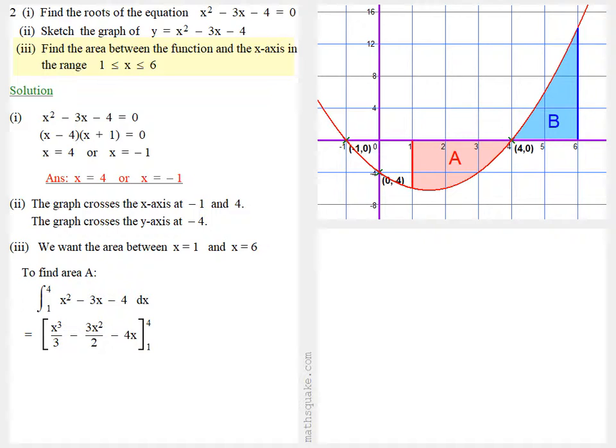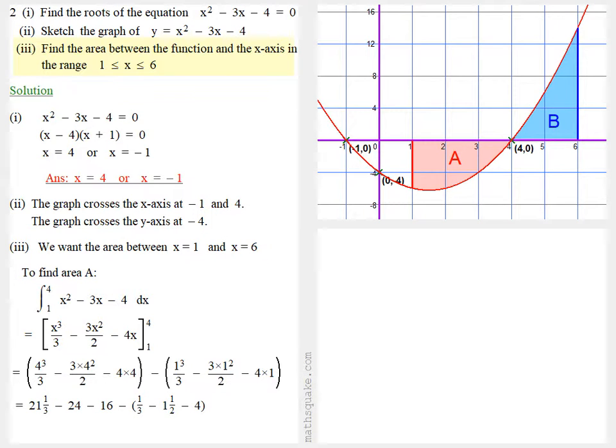Now we substitute in the values of 4 and take away when we substitute the value of 1. So that gives us 4 cubed over 3 minus 3 times 4 squared over 2 minus 4 times 4. And we take away 1 cubed over 3 minus 3 times 1 squared over 2 minus 4 times 1. Which gives us 21 and a third minus 24 minus 16. Take away a third minus 1 1/2 minus 4. And that works out to be minus 13 1/2. So the area A is plus 13 1/2.